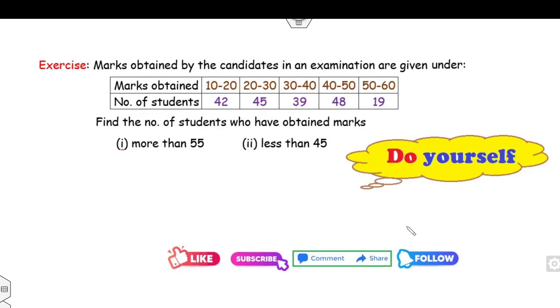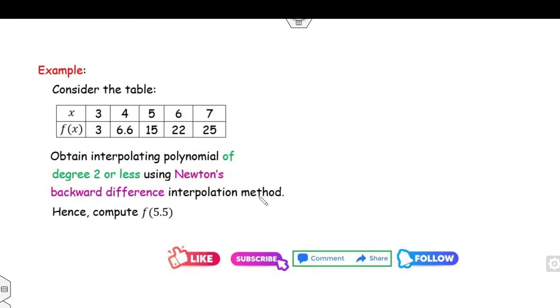That question you can do by yourself. Again, you can see a similar kind of question for your practice. Let me know your answers in the comment box so that I can understand. You can understand this lecture easily.